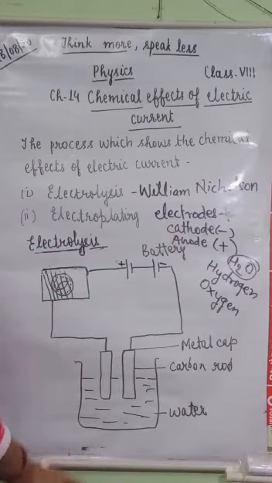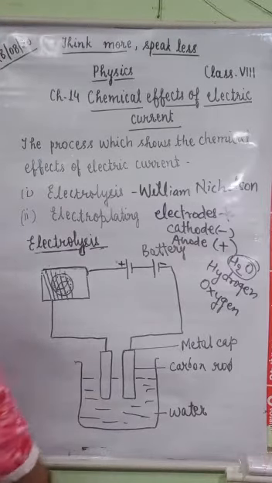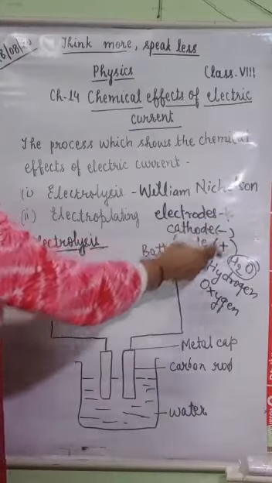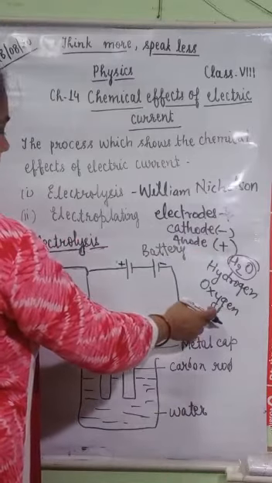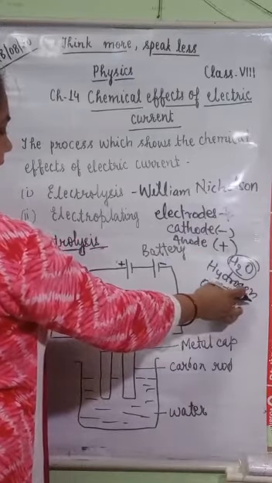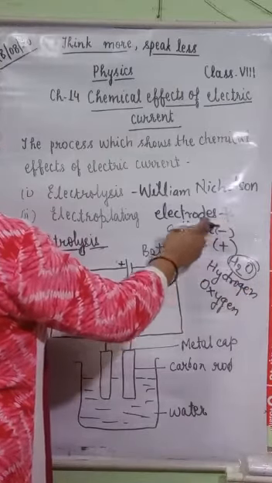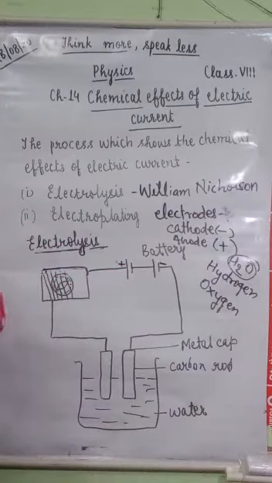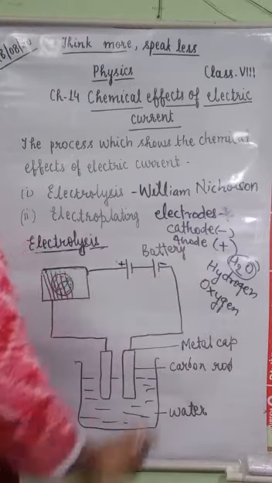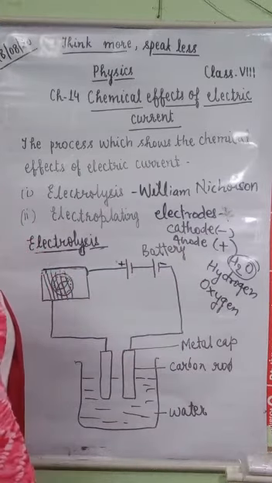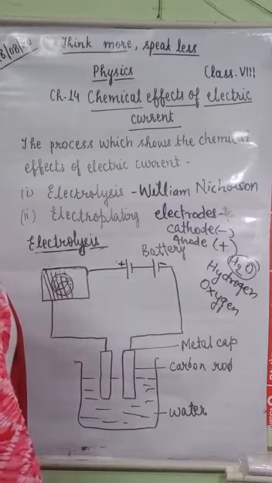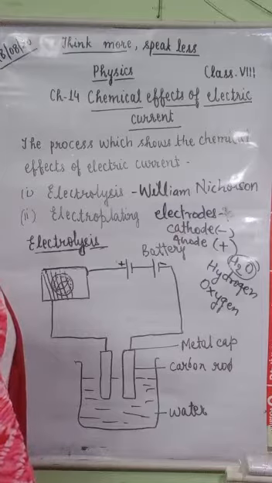So if electrodes are immersed in water and current is passed, bubbles of oxygen are formed on the electrode connected to the positive terminal, because oxygen carries negative charge and hydrogen carries positive charge, so hydrogen collects on the cathode, that is the negative terminal of the battery. So the decomposition of an electrolyte, here water acts as an electrolyte, by passing electric current is known as electrolysis.